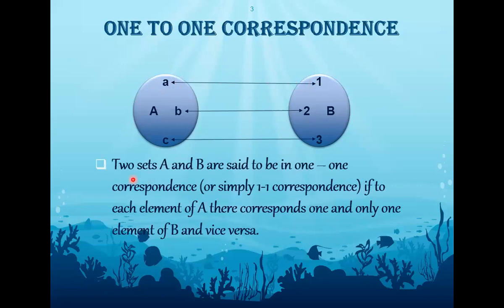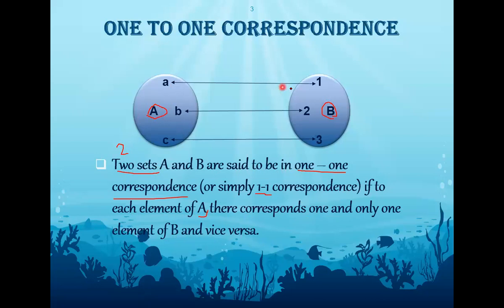So what is one-to-one correspondence? Two sets. How many sets are there? Now look here, you have two sets. This is set A and this is set B. If you have two sets, they are said to be in one-to-one correspondence if to each element of A there corresponds one and only one element of B, and vice versa.